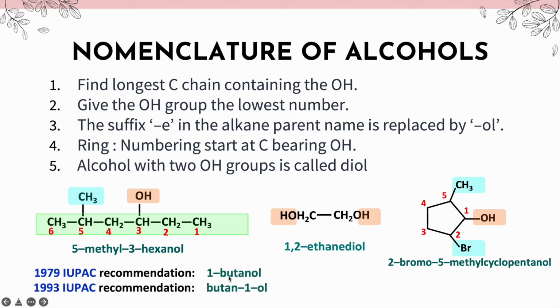For naming alcohol, in the 1979 IUPAC recommendation, we can write 1-butanol, for example, meaning the OH group is at carbon 1, or in the 1993 IUPAC recommendation, we can also write butan-1-ol. This is accepted in 1993. So in our syllabus for nomenclature of alcohol, you can write 1-butanol or butan-1-ol. Both are accepted.